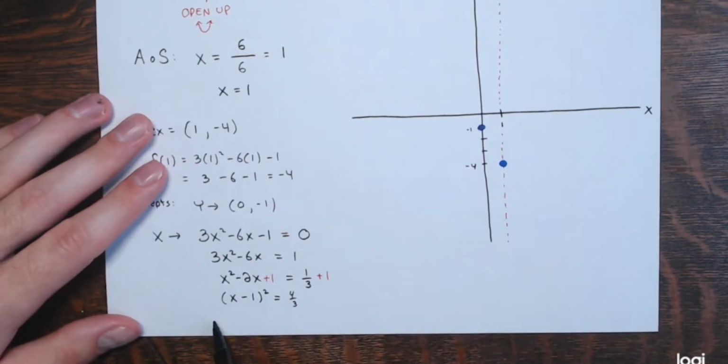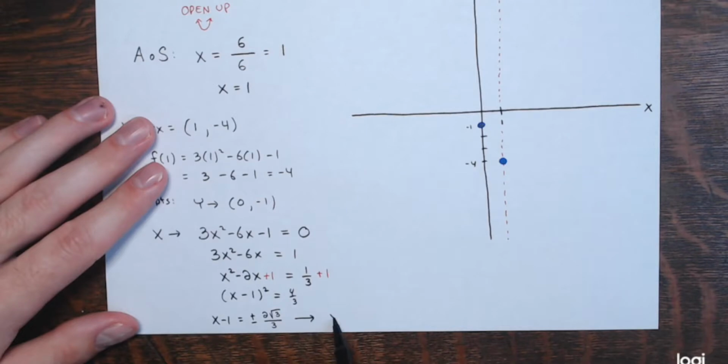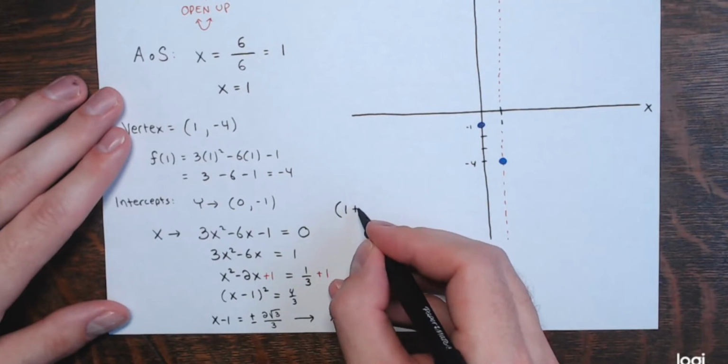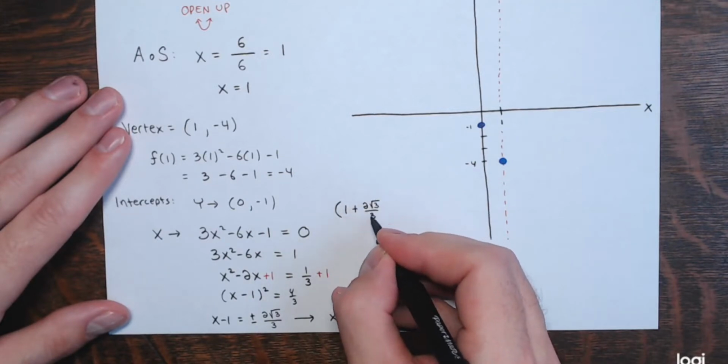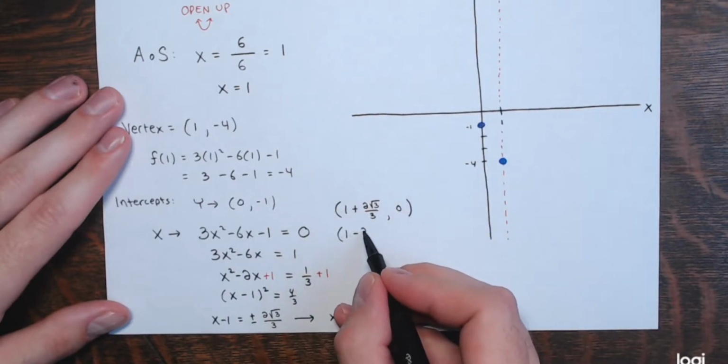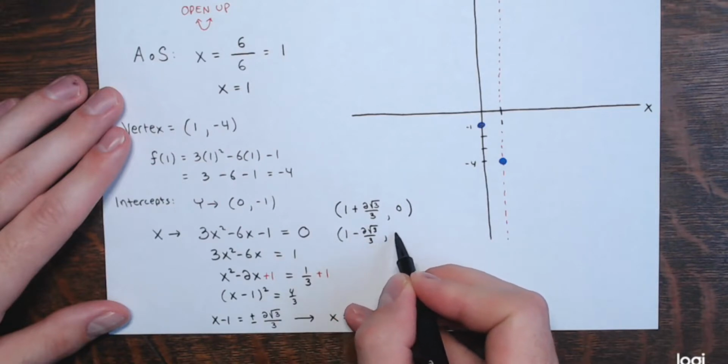Using the square root property, we get x minus 1 equals positive or negative square root of 4/3, which would be 2 divided by the square root of 3, which when you rationalize the denominator would be 2 times the square root of 3 divided by 3. And then I add 1 to both sides, and we get the two solutions: 1 plus or minus 2 times the square root of 3 divided by 3. So the x-intercepts are 1 plus 2 times the square root of 3 divided by 3, comma 0, and 1 minus 2 times the square root of 3 divided by 3, comma 0.